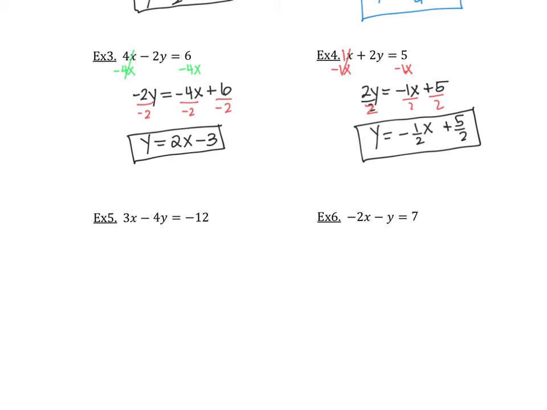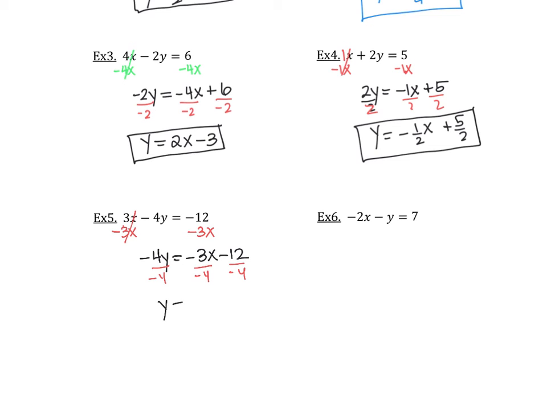Okay, two more, and these ones, we're going to be really careful with our negative signs. Okay, for example 5, 3x minus 4y equals negative 12. Okay, let's see, this is a positive 3x, so I'm going to subtract 3x. Now the 4y has to come down as minus 4y, and I have a minus 3x and a minus 12. Okay, let's see. When I divide, I'm going to divide by negative 4, negative 4, negative 4.